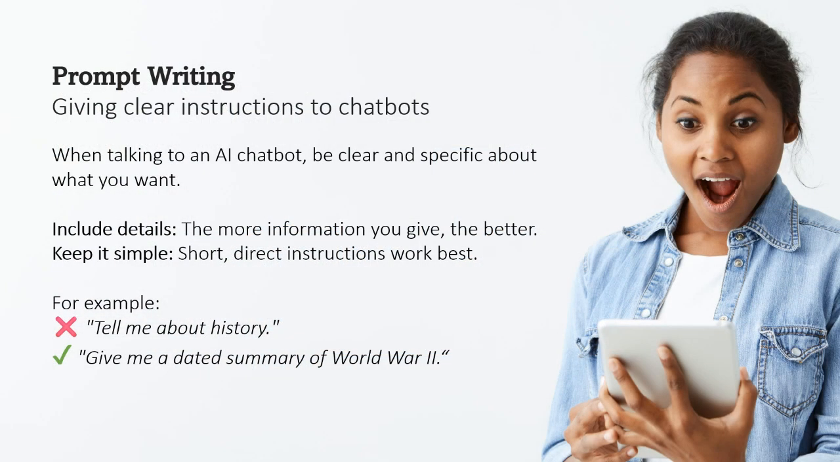To get the best results from an AI chatbot, it helps to give clear, specific instructions, a skill known as prompt writing. The key is balance. Include enough detail to guide the AI, but keep it simple. Short, direct prompts work best. For example, instead of asking, "Tell me about history," which is too broad for the AI, try instead asking it to give you a timeline of major events in World War II. The more precise your request, the better the response will be. By fine-tuning how you ask questions, you can make AI a more powerful and useful tool.